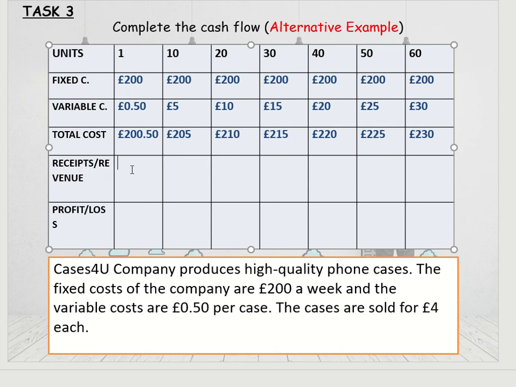Right, receipt of sales at the moment. We only sell the phone cases. In reality, there'd be maybe more income revenues, possibly from customizing the cases and so on. So in this case, if they sell 10 items, 10 times £4. If they sell 20, 20 times £4, and so on.